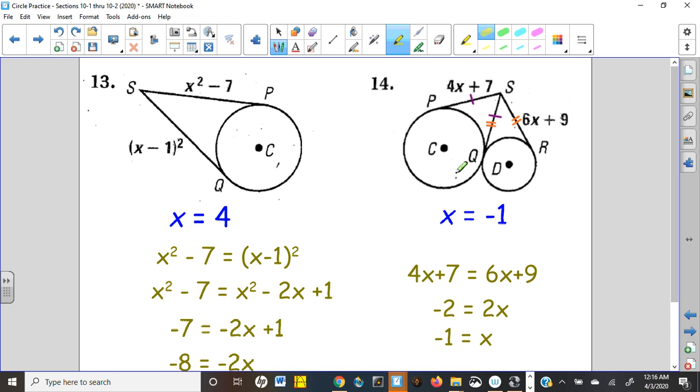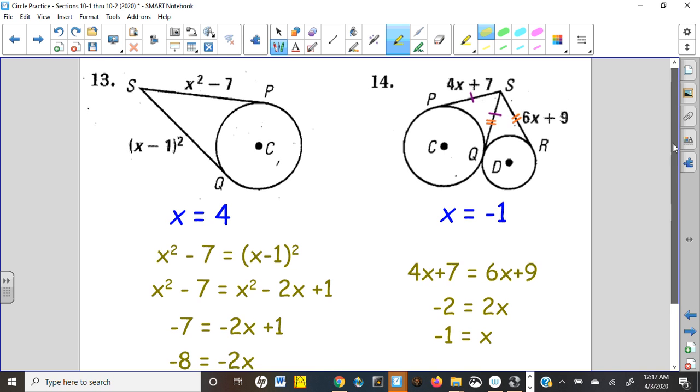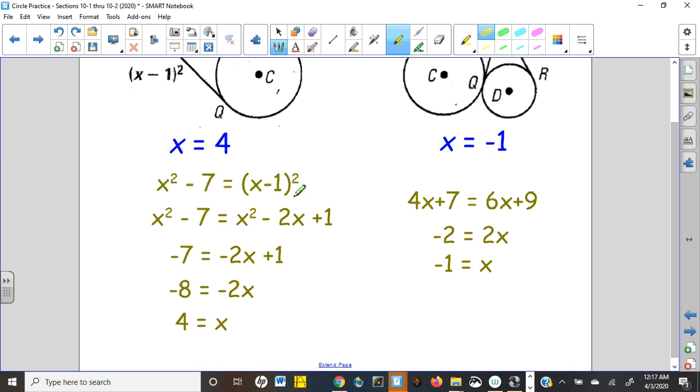13 is the same premise. These two tangent segments are congruent. The x minus 1 squared is not just x squared minus 1, right? It has to be FOILed out. And the nice thing here is that once you do FOIL it out, the x squareds cancel out. So you just get a linear equation, and x is equal to 4.